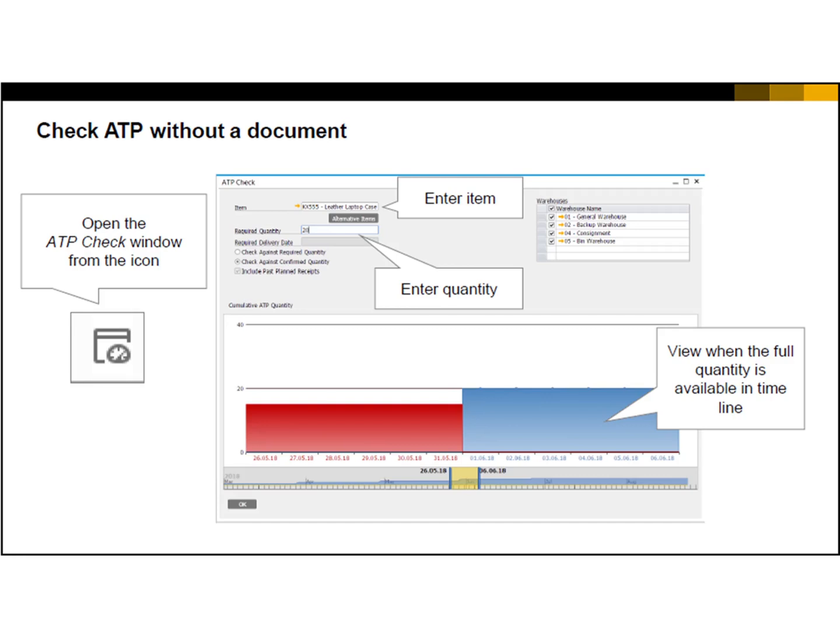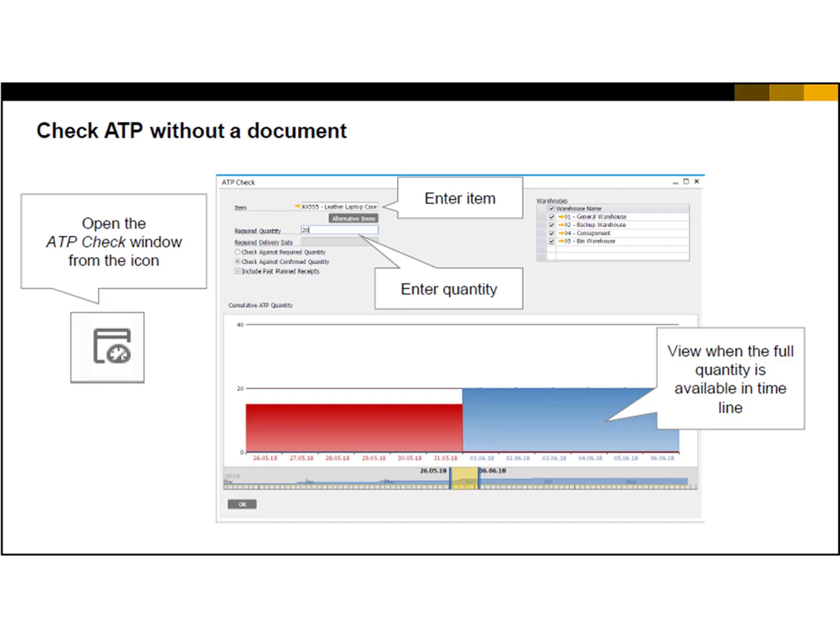Enter the item and the quantity required. Choose which warehouse's inventory you wish to view. In our business example, we want to see when 7 numbers of scanners will be available for our customer. A graphical view displays an item's availability.